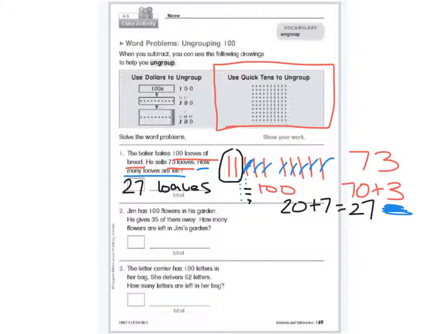Okay? I want you to try the same thing for number 2 and number 3 by making your groups of 100 using your 10 tens and then subtracting your tens, ungrouping an extra 10 to make it into 10 ones, and subtracting your ones, and then see what you have left over.